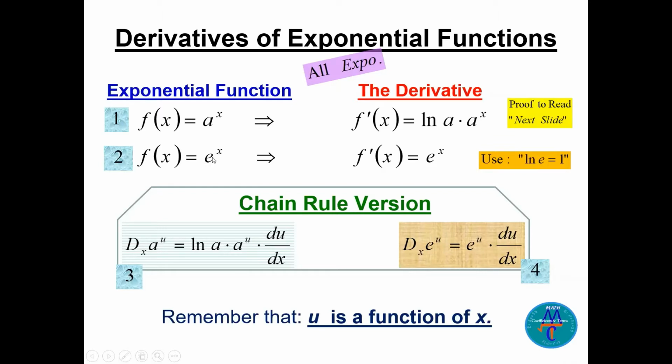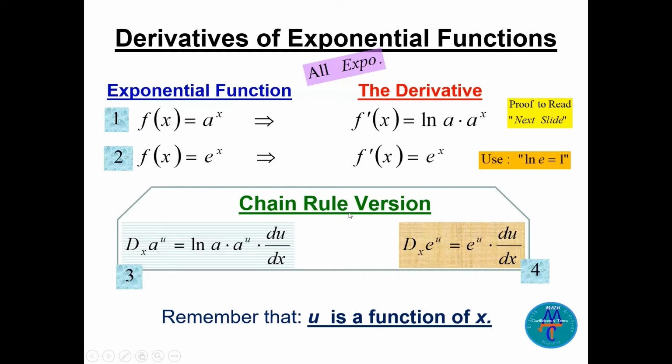If we have e to the power x, then according to formula number 1, it will be ln of e, which is 1, we know that, times e to the power x. So now you can take number 2 as a rule. If the function is e to the power x, the derivative will be e to the power x.